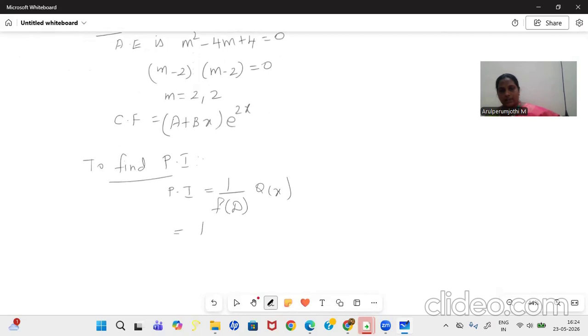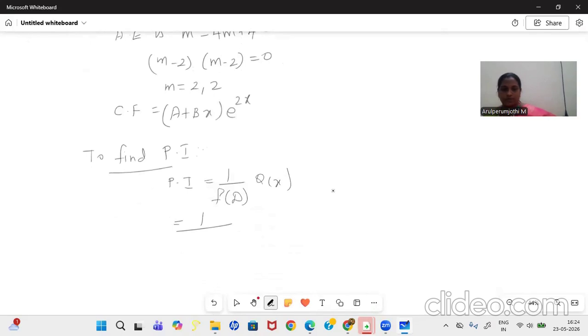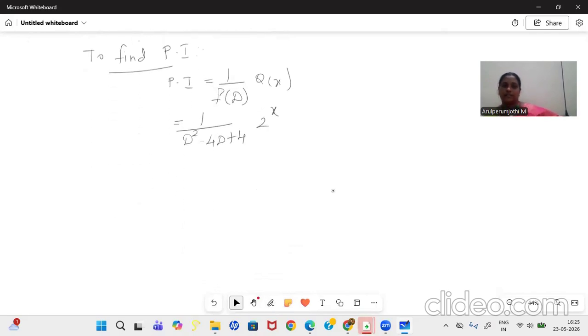It is equal to 1 by f of d. So what is your f of d? F of d is d square minus 4d plus 4. Okay. So d square minus 4d plus 4 into 2 power x.